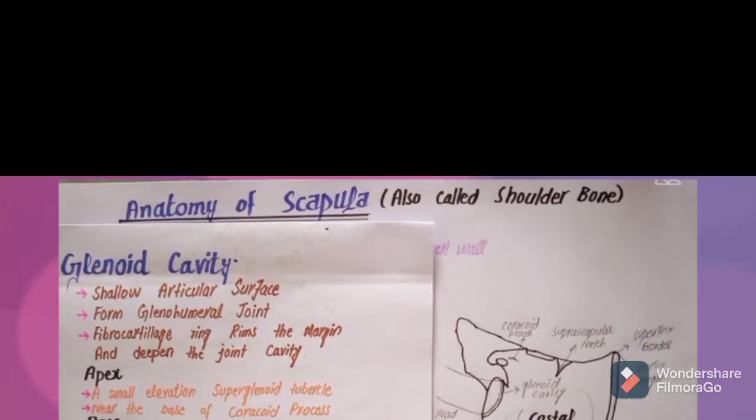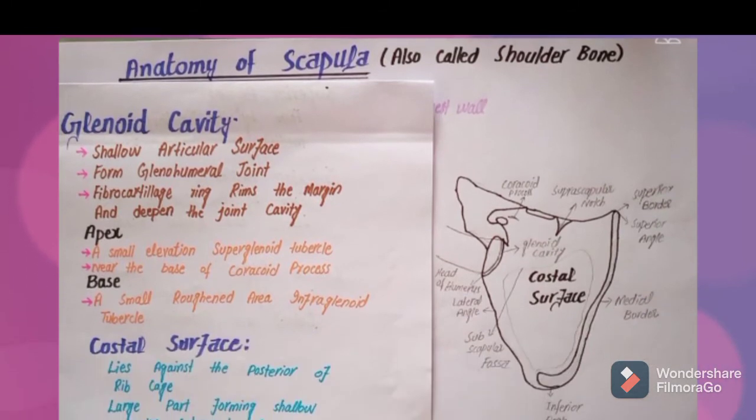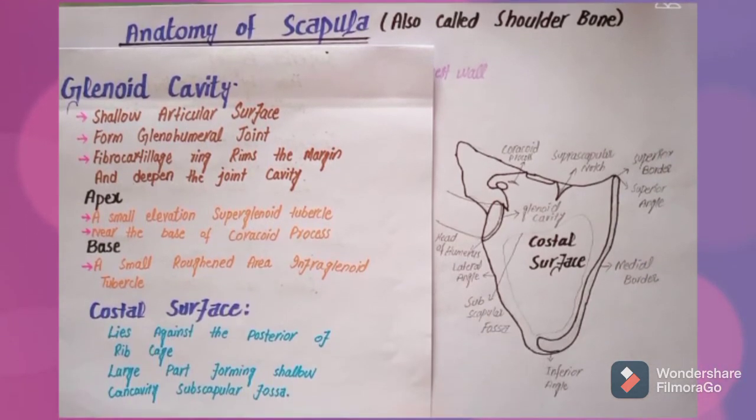In the previous video, you learned the borders and angles of the scapula. You became familiar with the point that at the upper part of the lateral border of the scapula there is a cavity which is called the glenoid cavity. The glenoid cavity is actually a shallow articular surface at the upper part of the lateral border of the scapula which forms a joint with the head of the humerus. Thus the glenoid cavity and humerus form the glenohumeral joint.